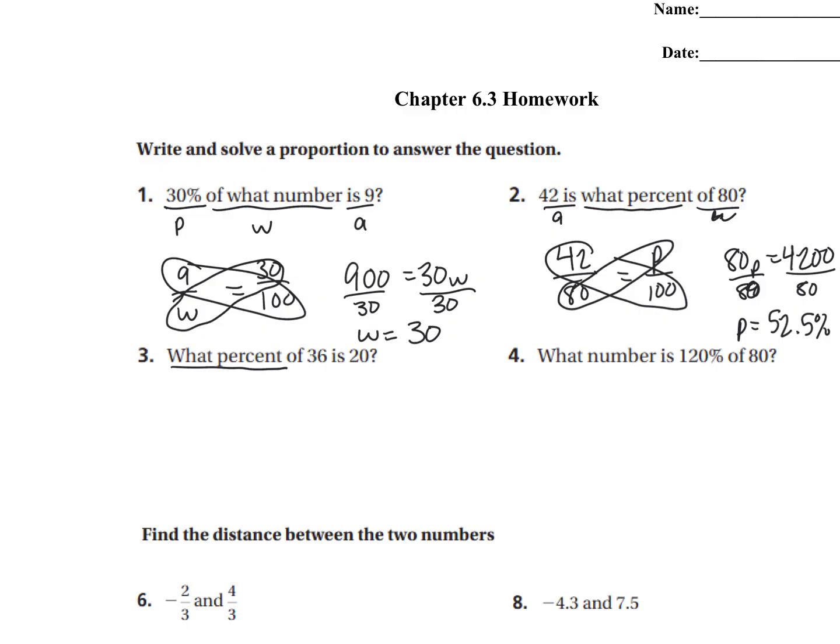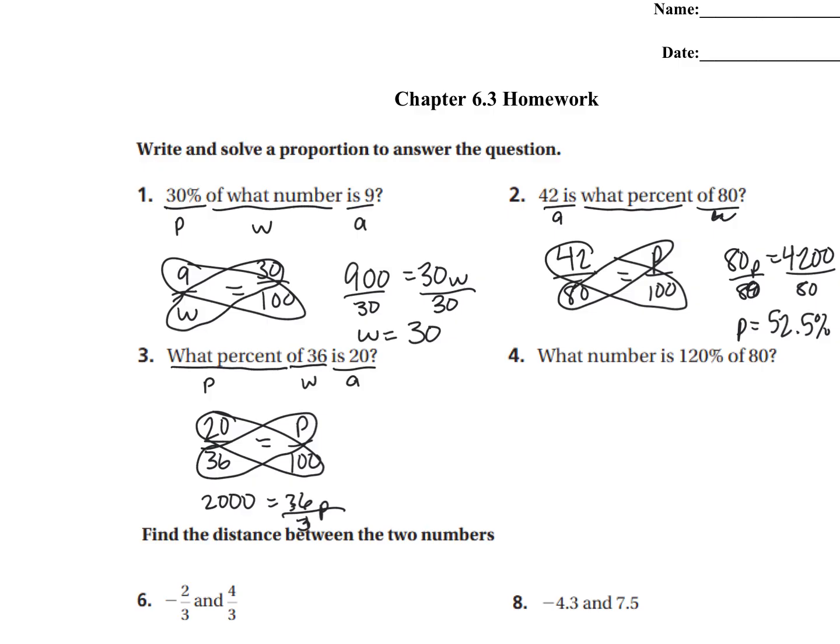All right, this time what percent? That means P is missing. Of 36, W is 20, that's A. 20 over 36 equals P over 100. Cross here, cross there. All right, 2,000 equals 36P. Divide by 36. And we get a percentage of 55.5 repeating percent.